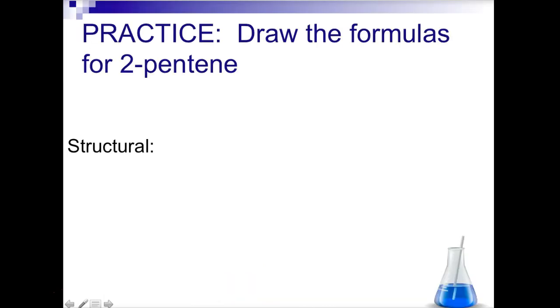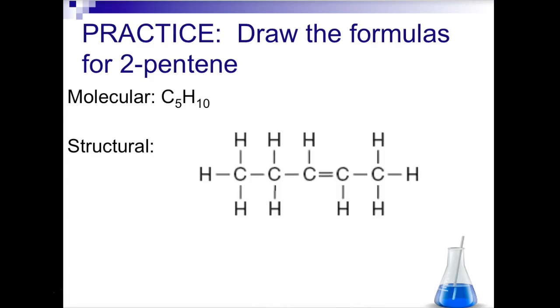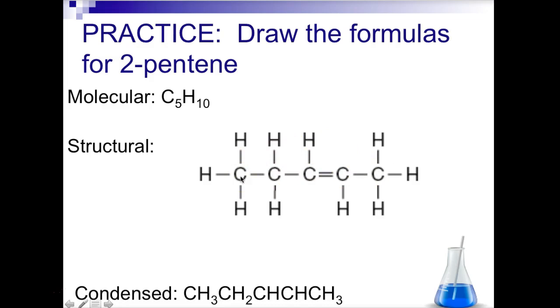All right, let's draw the formulas for 2-pentene. Pause the video, unpause when you're ready. When you did this, you should have come up with a molecular formula C5H10. Your structural formula should look like this, and you should have a double bond in between the second and the third carbon because it's 2-pentene. So this is carbon 1, carbon 2, carbon 3, carbon 4, and carbon 5. And our condensed structural formula is CH3, CH2, CH, CH, CH3.